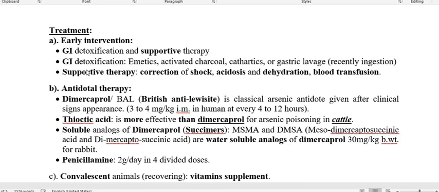First, if the poisoned animal visits your clinic or hospital within 1 or 2 hours of arsenic poisoning, and if the animal is vomiting, then you don't give an emetic, in order to remove the arsenic from the GI tract. So this is under the supportive therapy.